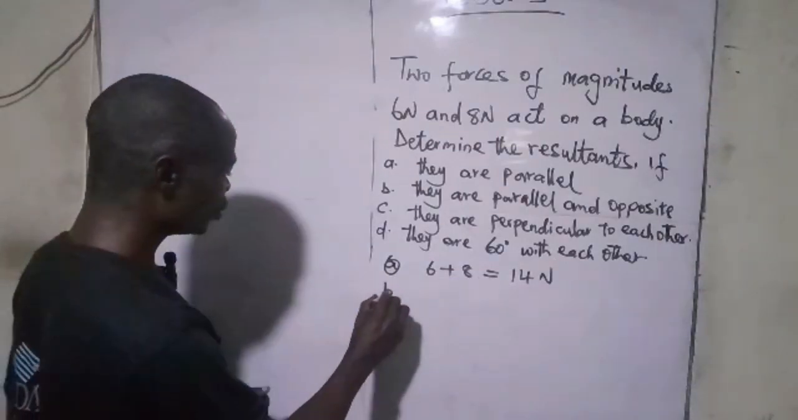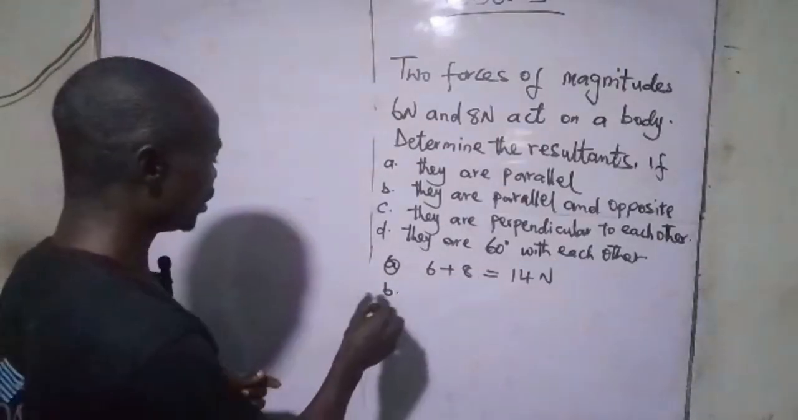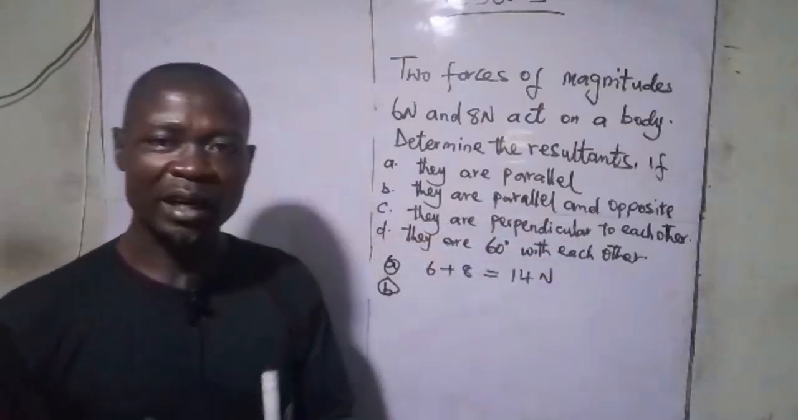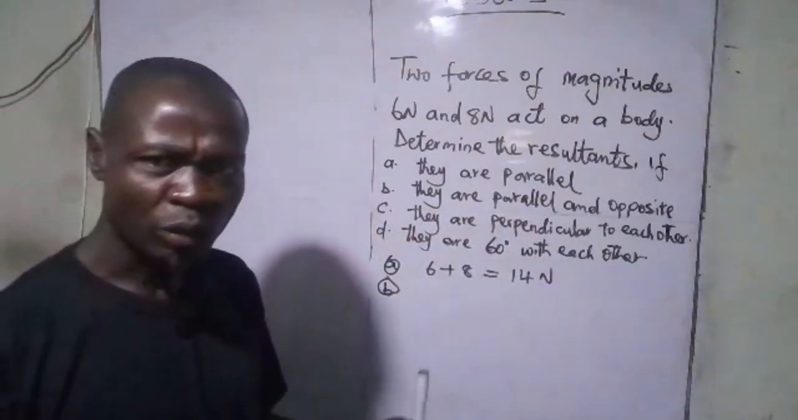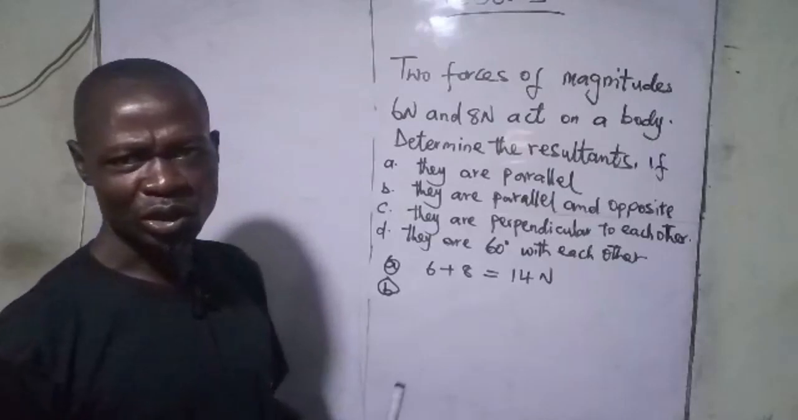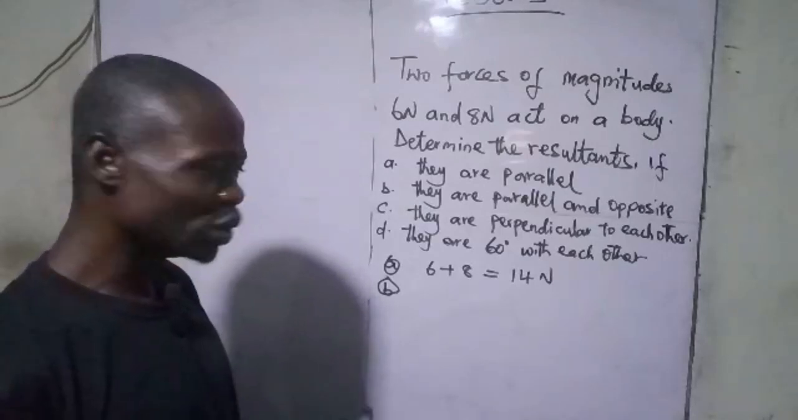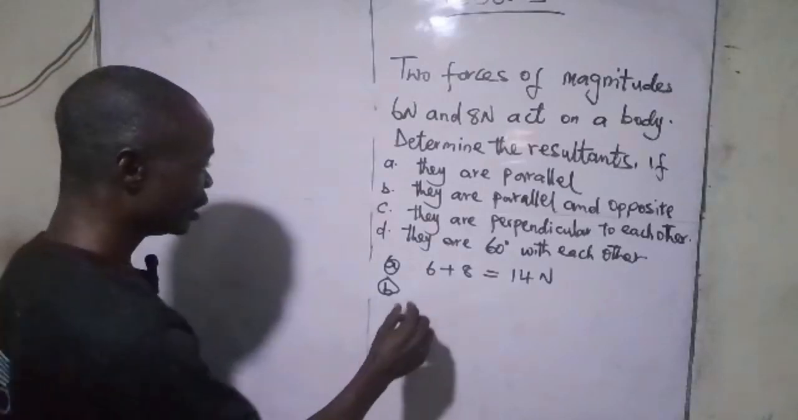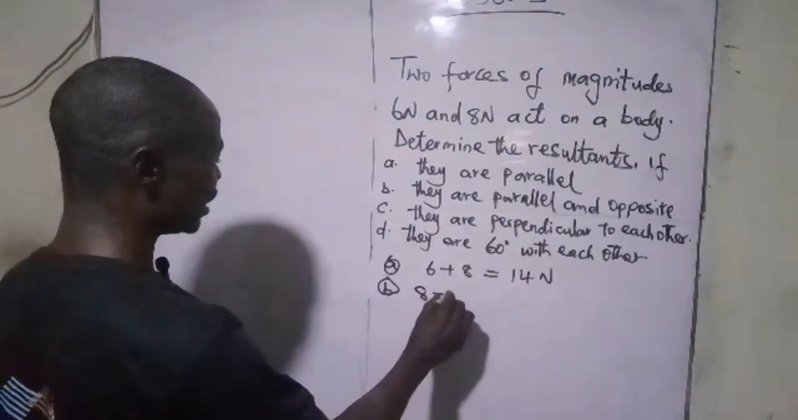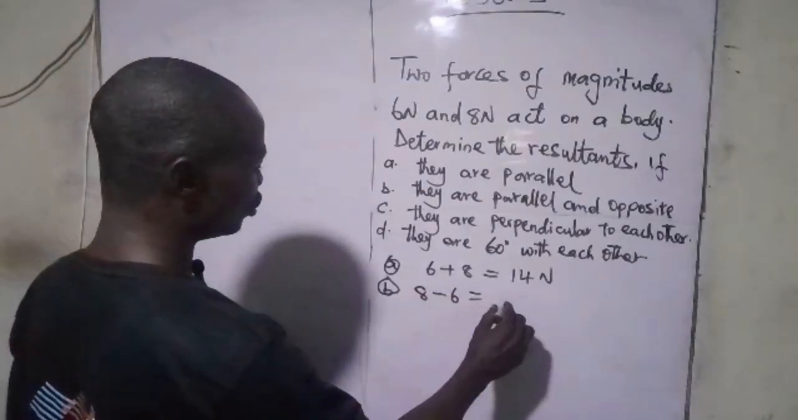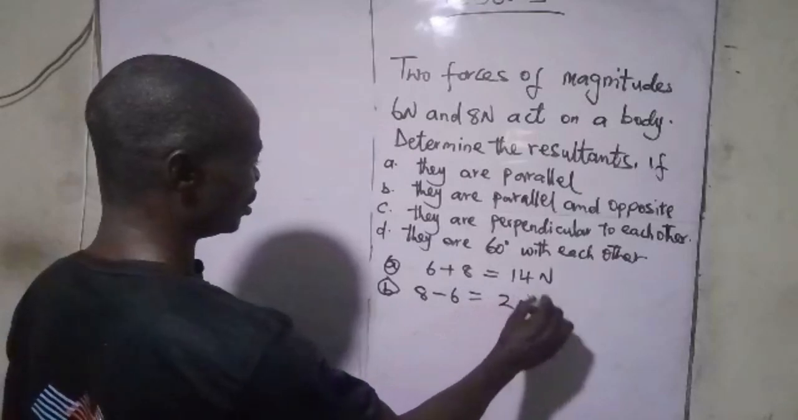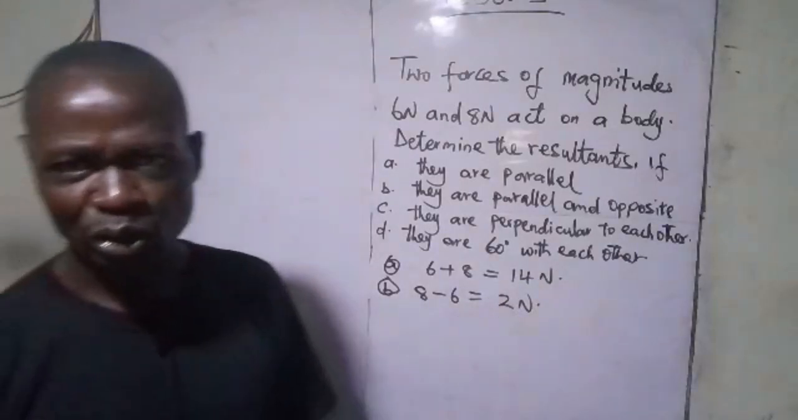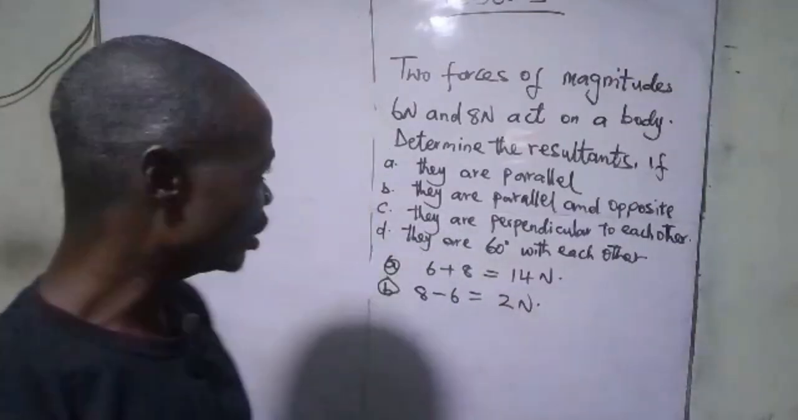Now coming to B, how do we solve B? We can see that the two forces are acting parallel and opposite. How do we compound the two forces when they are acting parallel and opposite? We take the difference between the two forces. So here we say 8 minus 6, and that gives us 2 Newton. So 2 Newton here is the magnitude of the resultant because they are acting in opposite directions.